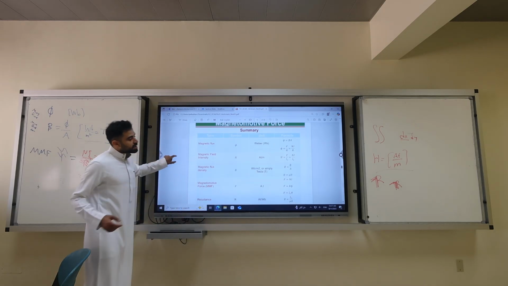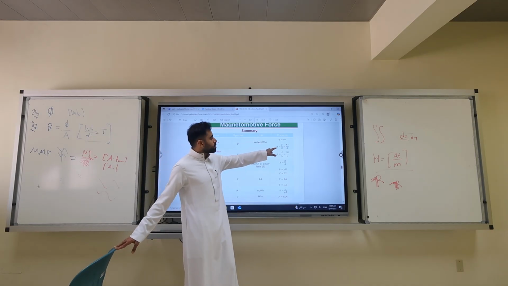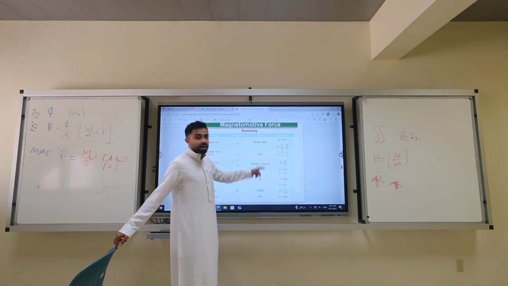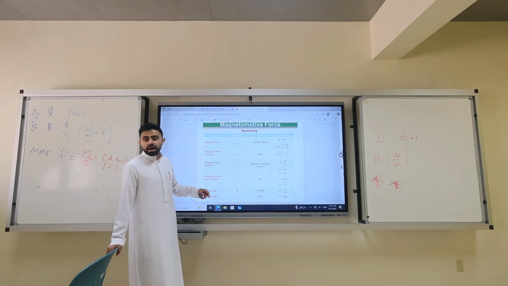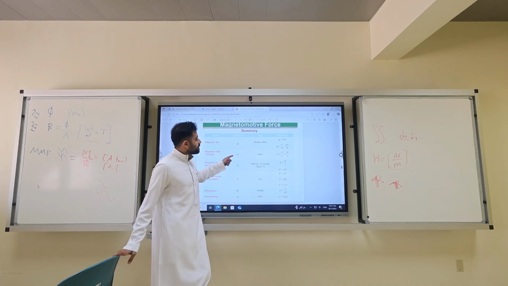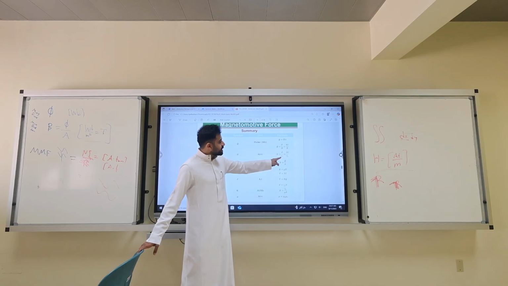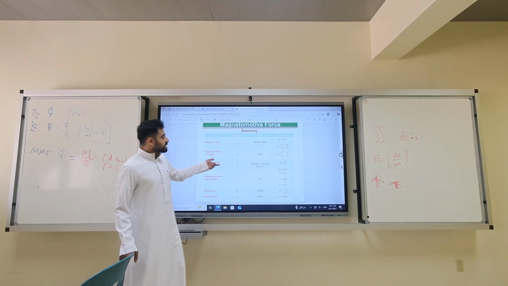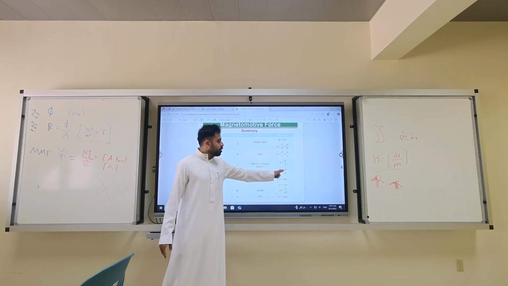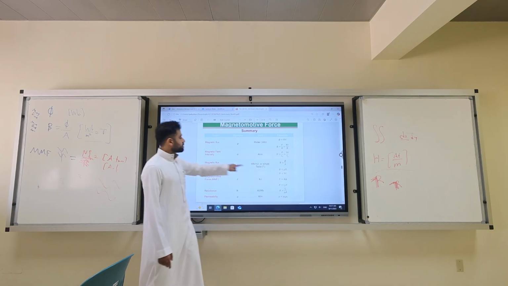But this is the summary table, okay? This is all the equations and how you relate them together. So if you can see flux is BA, but also it's F over R, Ni over R. R is resistance? No, no, it's reluctance. You know why I called it. For two reasons. Now, what is H? It is F over Lc, not over R. Okay? Don't confuse yourself. What is magnetic flux density? It is BA or mu times H. This is a new formula. Many students forget about it.